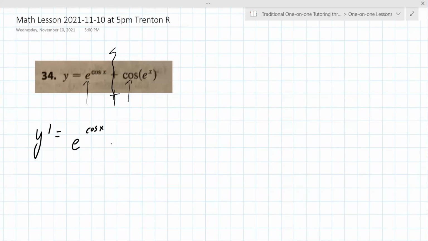And what's the derivative of cosine? Negative sine. Yep, negative sine x plus what's the derivative of cosine of e to the x? You already told me it's negative sine x, but you keep the inside function. So we keep the e to the x, and then you multiply by the derivative of the inside function, which is e to the x.